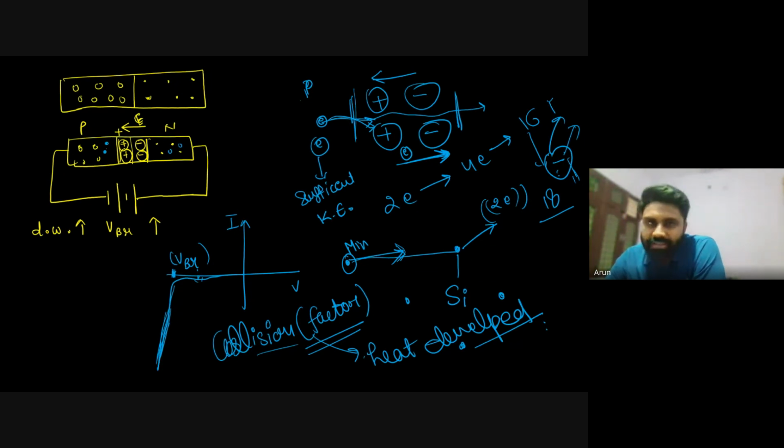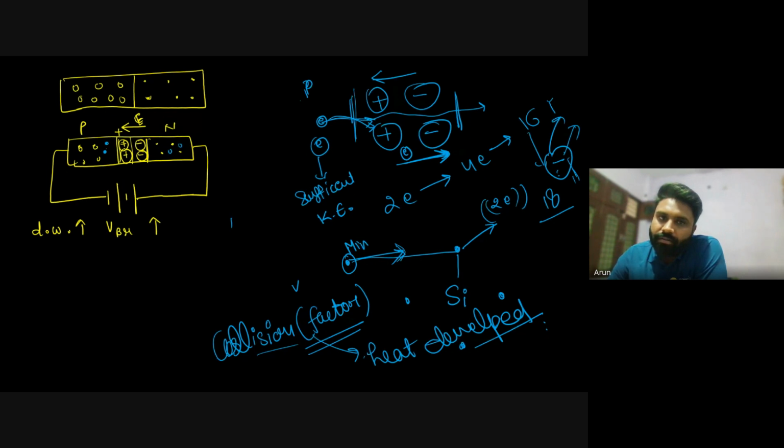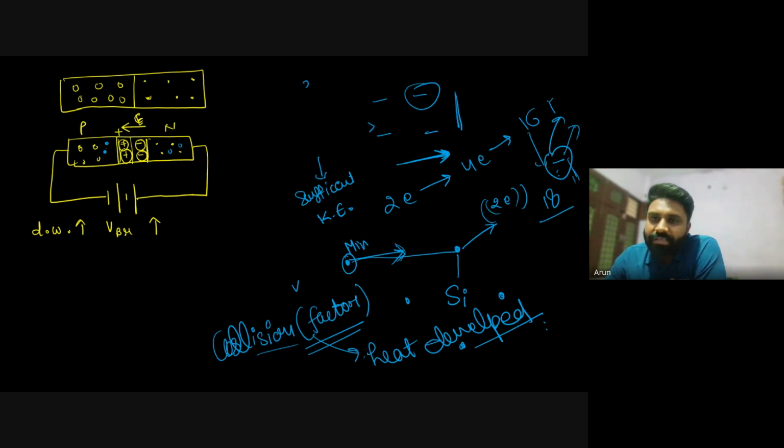And this heat developed will burn out this semiconductor. This is the normal semiconductor. So that is why in reverse biasing condition, after reaching the VBR, which is the breakdown voltage, the semiconductor will burn. But this is happening for the normal PN junction diode.